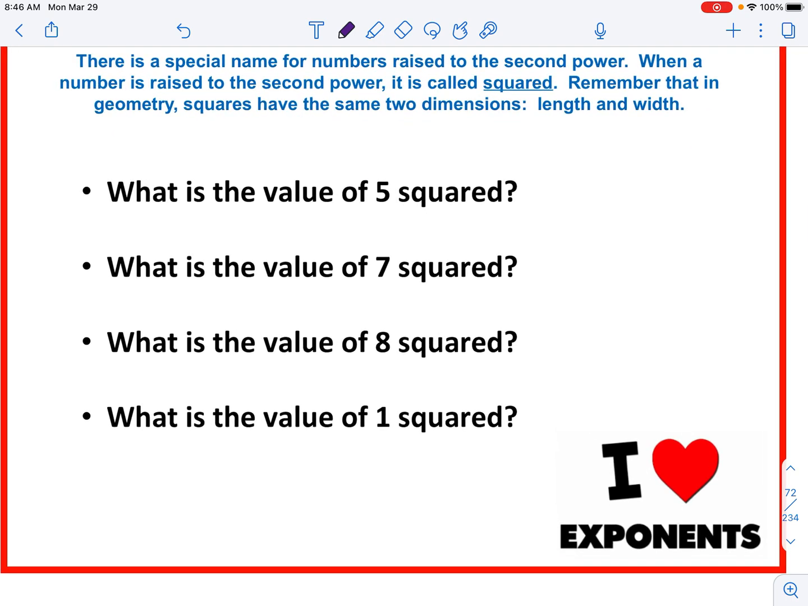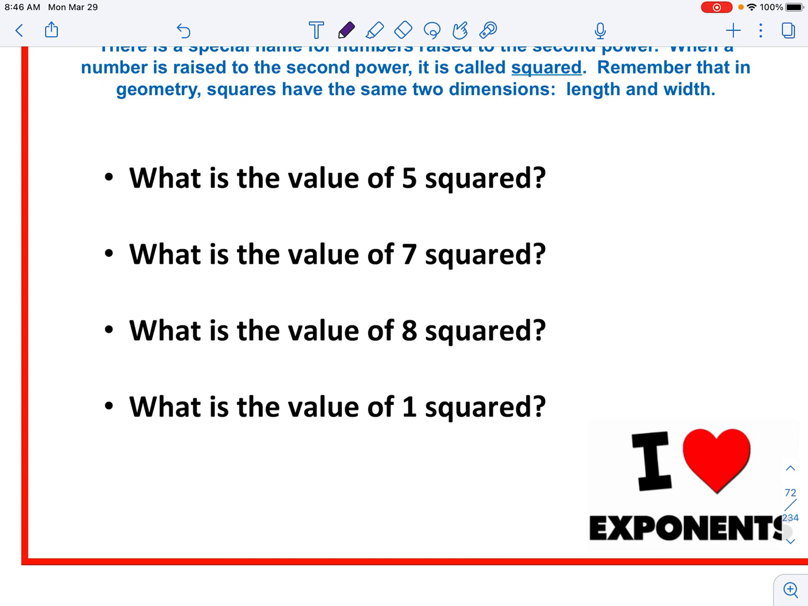All right, so I want you to, on your own, pause the video and try to solve these, okay? When it says squared, that means to the second power, okay? So the first one is, what is the value of 5 squared? This is 5 to the second power, okay? So solve each of these, see if you can come up with the correct answer. Pause the video, see what you get.